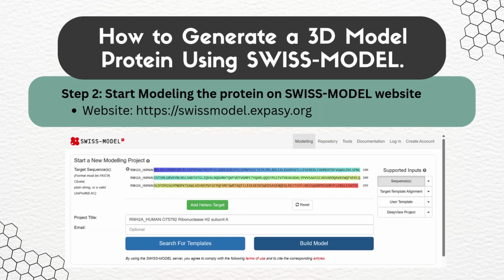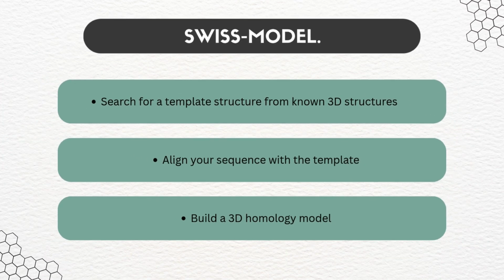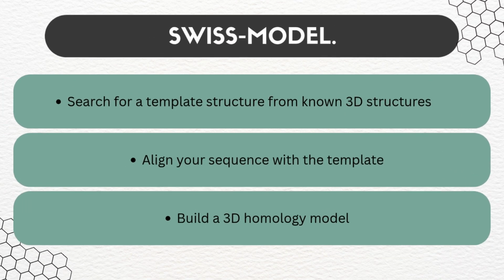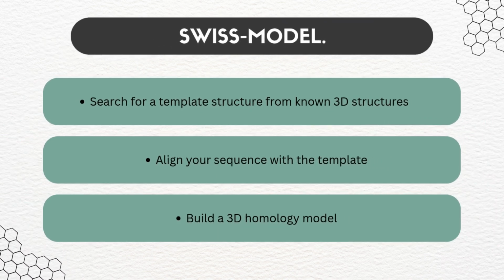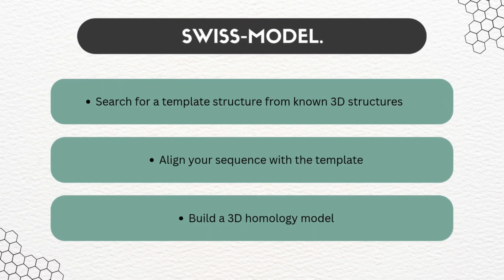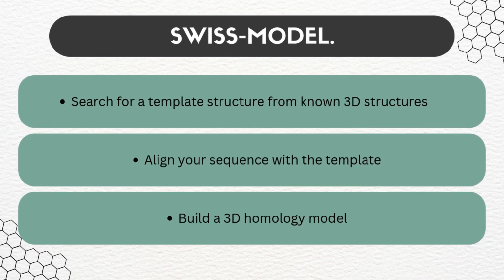Next, start modeling the protein on the Swiss Model website. Paste your FASTA sequence into the box and click Build Model. Then, Swiss Model will search for a template structure from known 3D structures like PDB, align your sequence with the template, and build a 3D homology model.